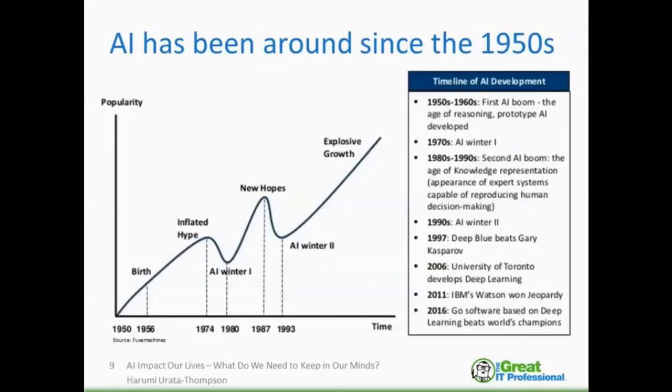I actually stole this from a friend company of mine, Fuse Machines, who put together a great presentation on the history of artificial intelligence. Artificial intelligence has been around since the 1950s, believe it or not. And just like anything else, there was a boom and bust until we got here.